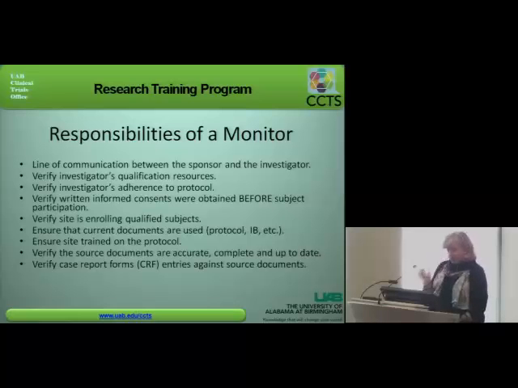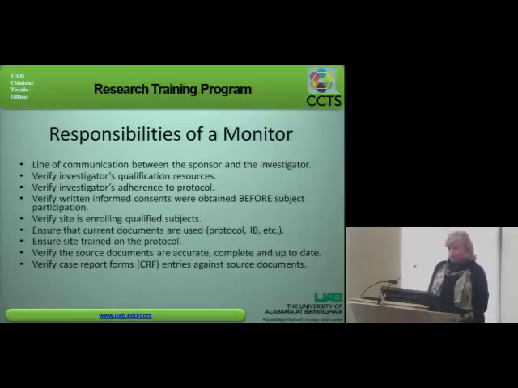And this is very, very important because if an FDA auditor comes in, that's one of the first things that they're going to want to make sure happened. They want to see written documentation that nothing was performed before the patient gave written consent. They also want to make sure that the informed consent, all the questions have been answered by the patients, and that the patients have been given copies of the informed consent form.